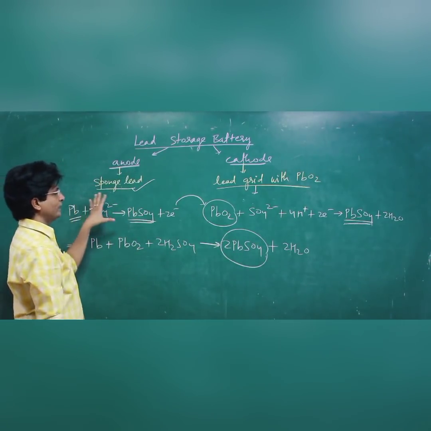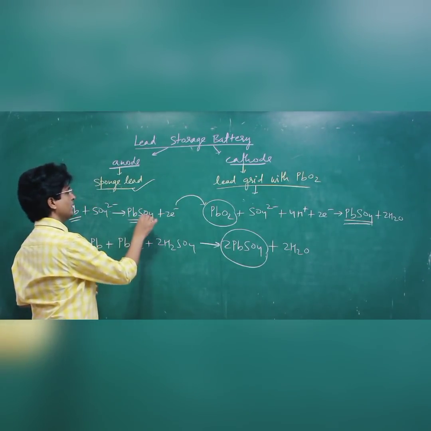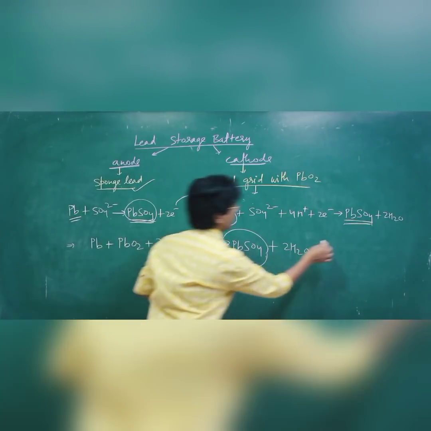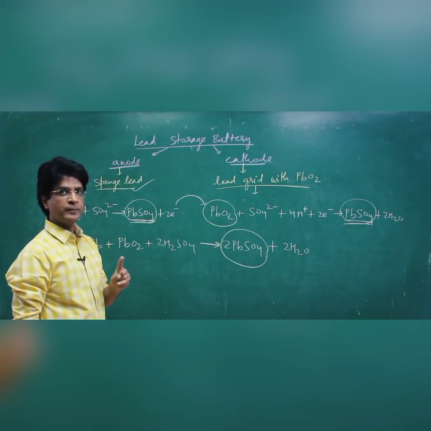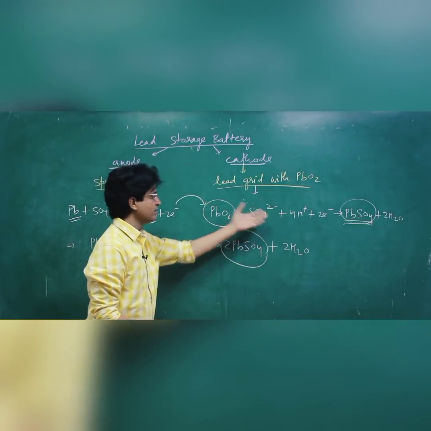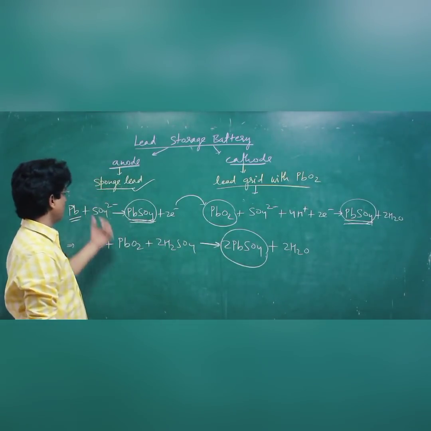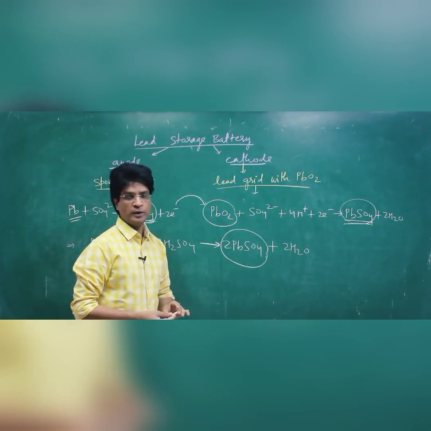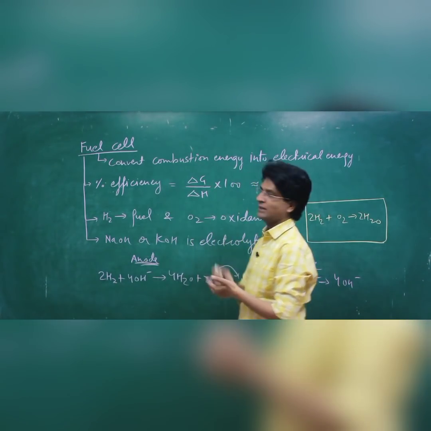Remember that when the battery is discharging or supplying current, in that case lead sulfate is formed both at anode as well as cathode. Remember that. Okay, and when you will be charging the battery, the reverse reaction will take place. Lead sulfate will become Pb at anode and PbO2 at cathode. Okay students, now let us study this fuel cell.